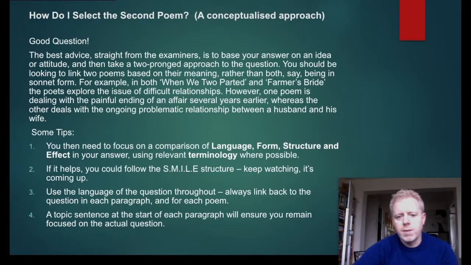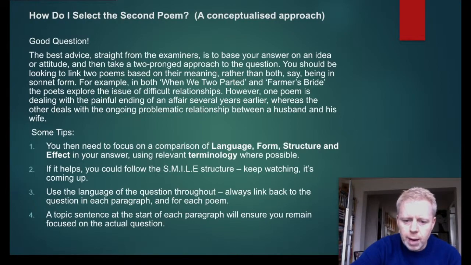Okay, so I've identified the second poem based on the idea behind the poem, so that's called a conceptualized approach to it. Some tips, you then need to focus on a comparison of language, form, structure, and then the effect using relevant terminology throughout. If it helps, you can follow the S.M.I.L.E structure. Again, I'll break that S.M.I.L.E structure down for you in a minute.